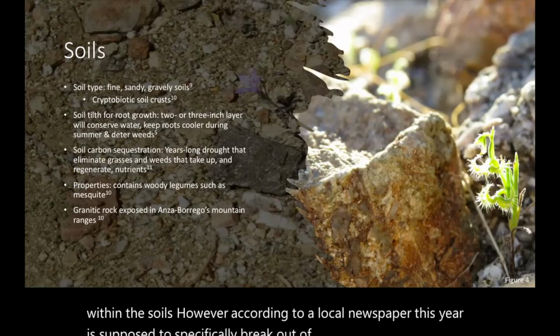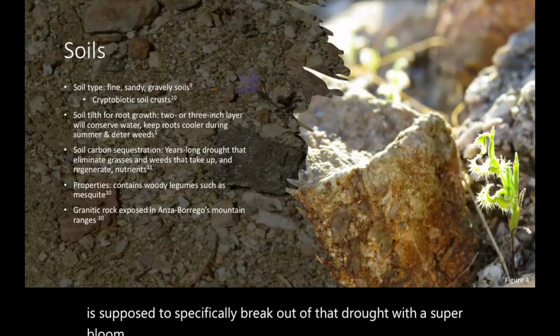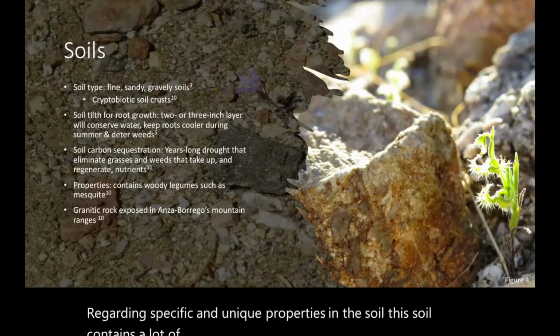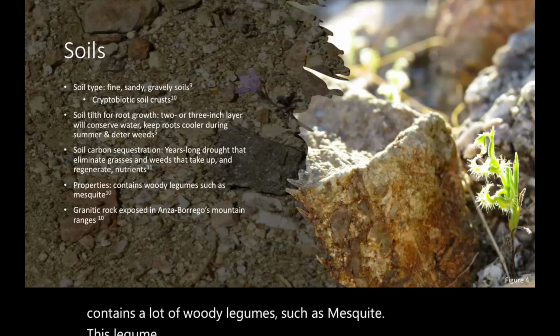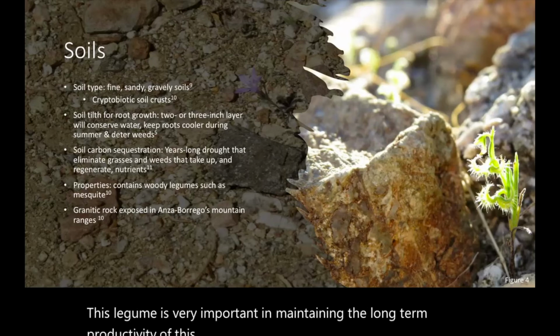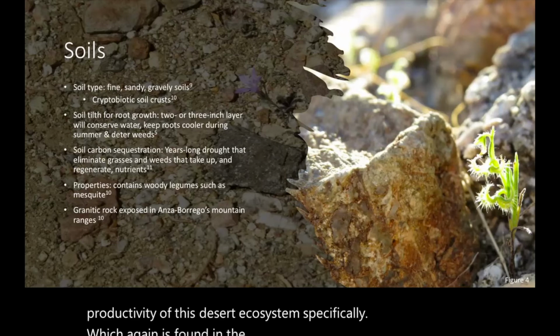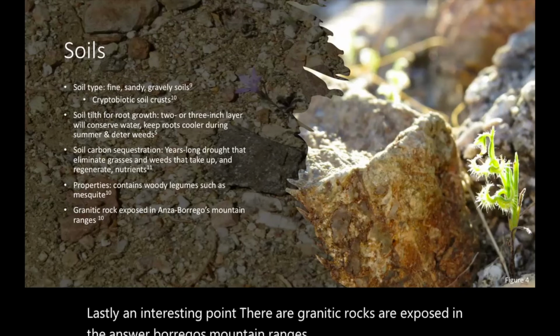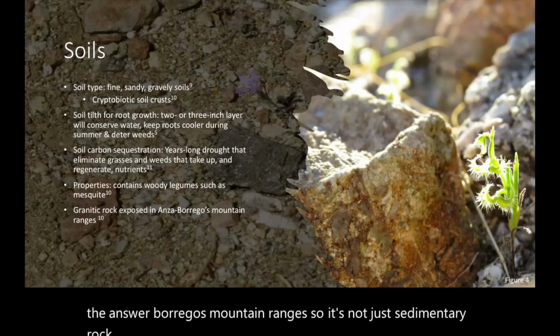Regarding specific and unique properties, this soil contains a lot of woody legumes such as mesquite. This legume is very important in maintaining the long-term productivity of this desert ecosystem specifically, which again is found in the cryptobiotic crust. Lastly, an interesting point, there are granitic rocks exposed in the Anza Borrego's mountain ranges. So it's not just sedimentary rock, there is granite as well.